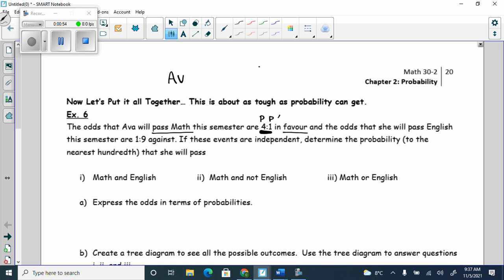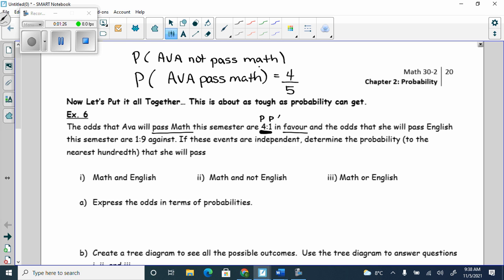So we can go Ava. Probability of Ava passing math is what? 4 out of how many? Odds always add to what? Total. So it's 4 out of 5. The probability of Ava not passing math is what? 1 out of 5. So we can get that from the odds. Do you agree?